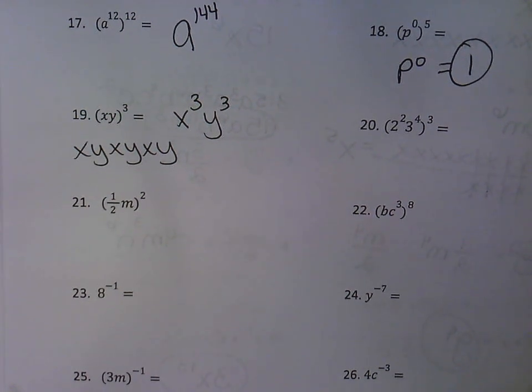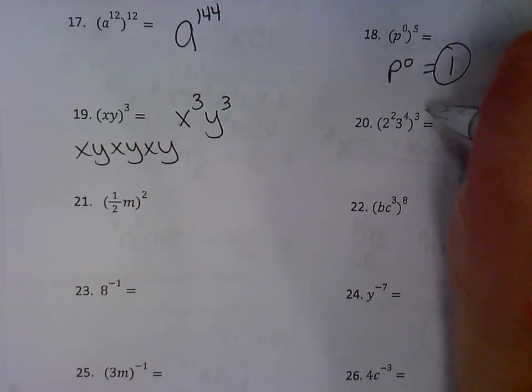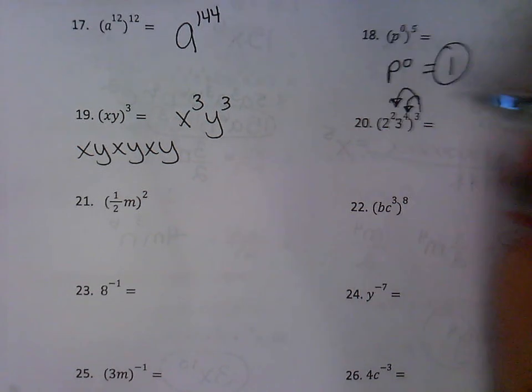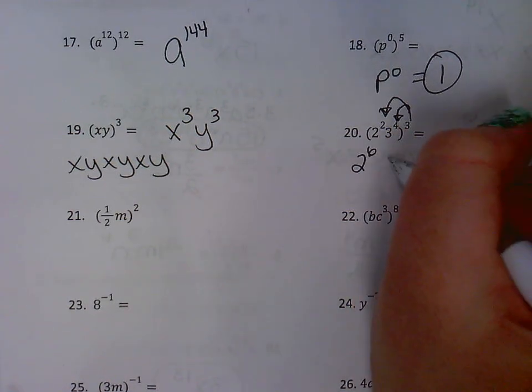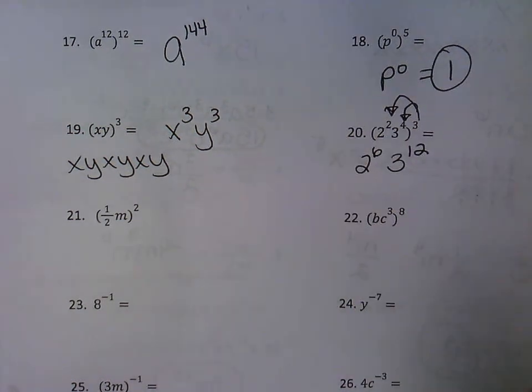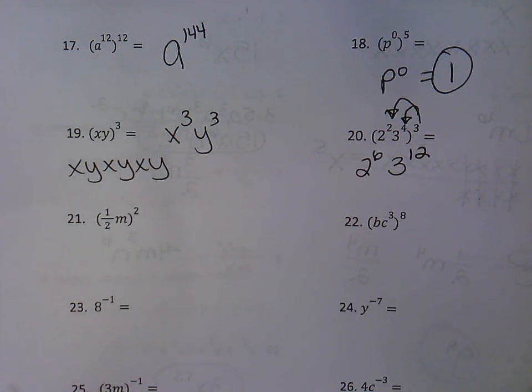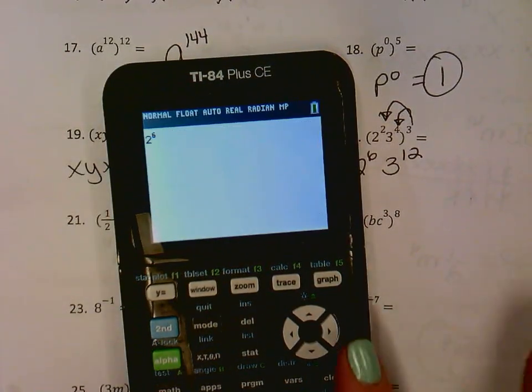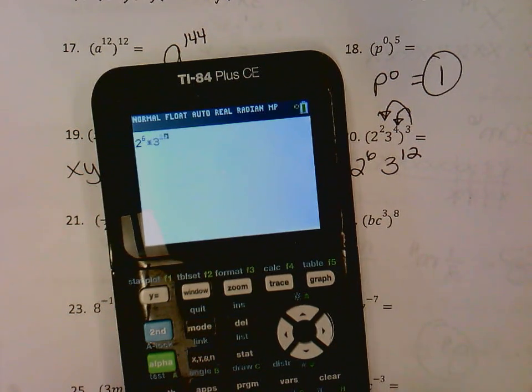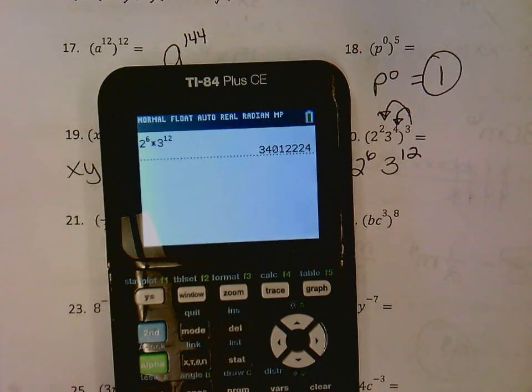Number 20. What am I going to do to this 3? I'm going to distribute it inside the parenthesis. And what's the distributive property? You multiply, right? So I'm going to rewrite this as 2 to the 6. I'm going to rewrite this as 3 to the 12. If you do this on your calculator, it's going to be gigantic. Do you know how to multiply this on your calculator if you wanted to? 2 raised to the 6 times 3 raised to the 12th comes out to, is that 34 million?